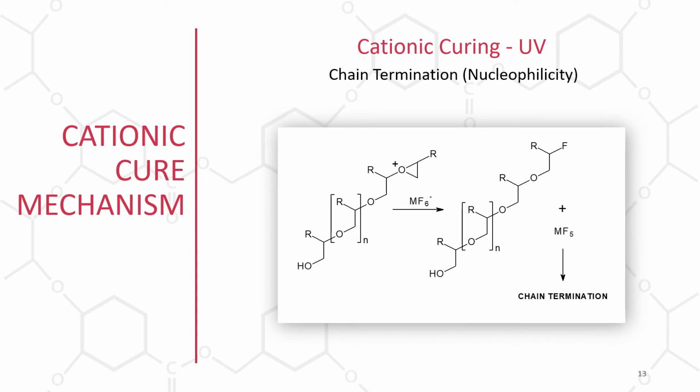And finally, all good things will come to an end, and you can get chain termination. Here we have again our polymer chain. In this case, it reacts with an anion, part of the photoinitiator package, caps the polymer formed, and your polymer is now stopped.